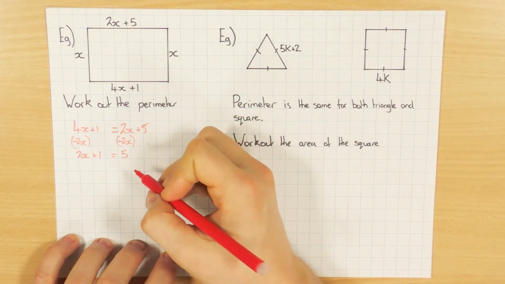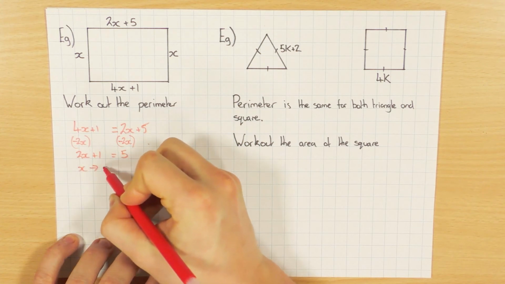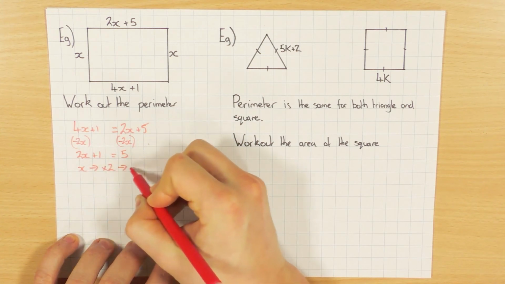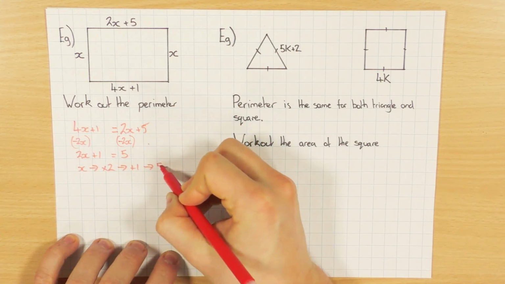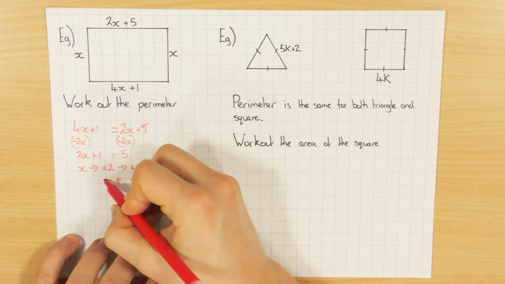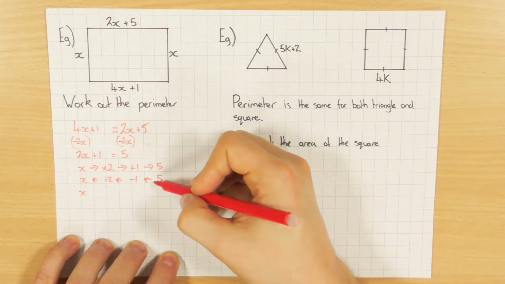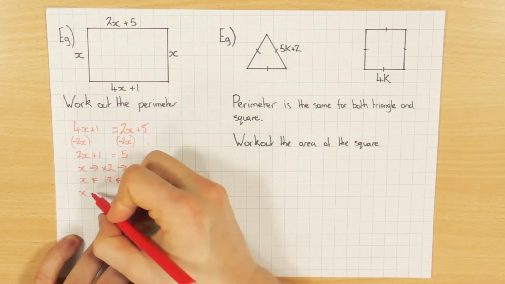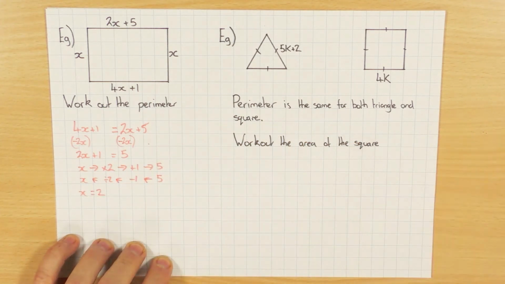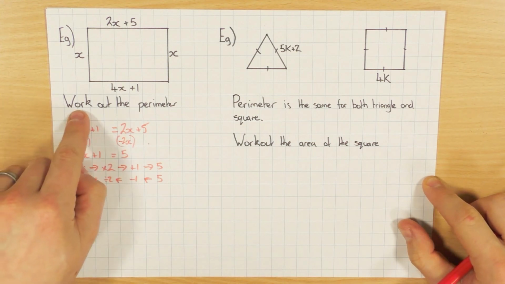And again, you can carry on with balance method or you can flowchart it. I'm going to flowchart it. So x times 2 plus 1 gets me 5. 5, go backwards, take away 1, divided by 2 gets me x. So 5 take away 1 is 4, divided by 2 is 2. So x is 2. And again, don't just stop there, because the question says work out the perimeter.